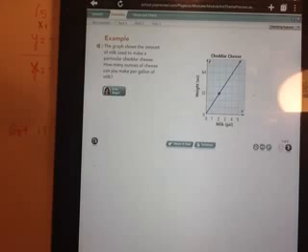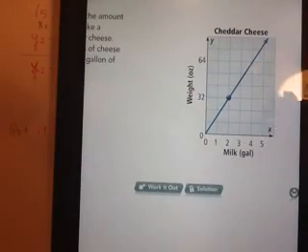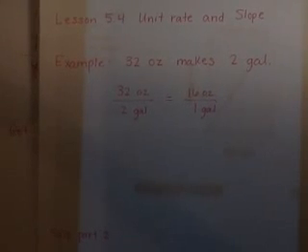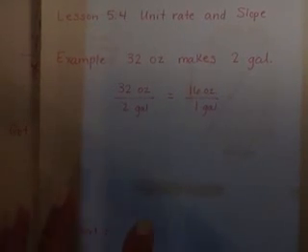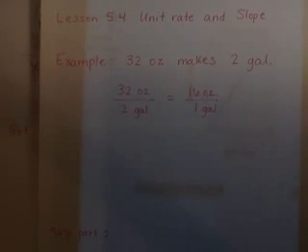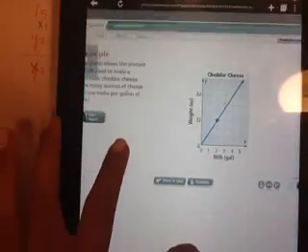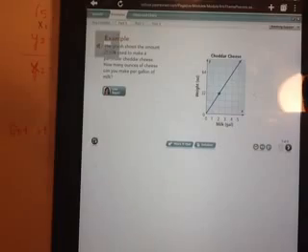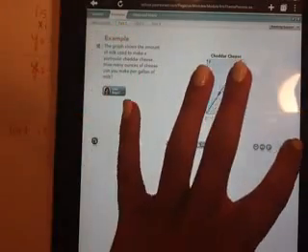So here it's talking about the graph that shows the amount of milk used to make a particular cheddar cheese. How many ounces of cheese can you make per gallon of milk? The thing here is that I know 32 ounces makes 2 gallons. So when I reduce this, a unit rate is compared to 1. Here is a rate, and this is a unit rate. Anything compared to the ratio of 1 is a unit rate. So when we simplify, it takes 1 gallon of milk to make 16 ounces of cheddar cheese.